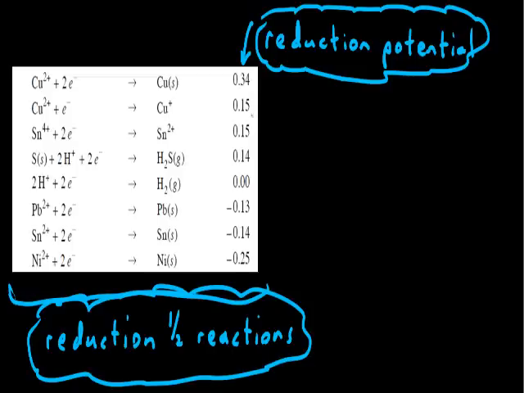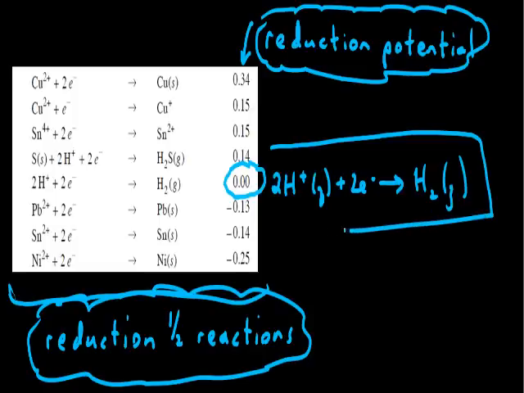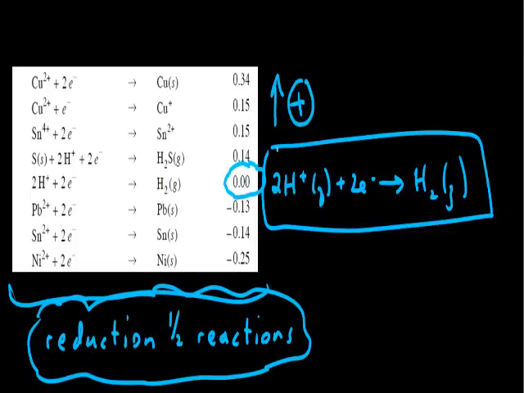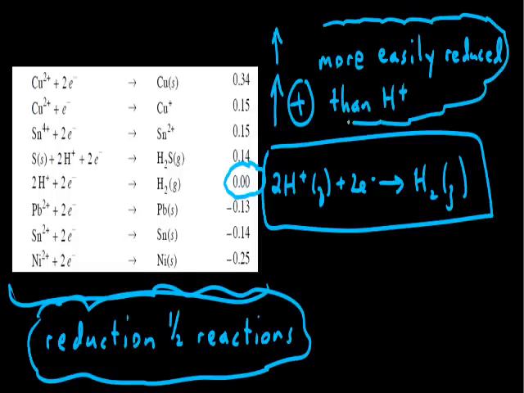Another item of note on this chart is that if we look right here, we have one half reaction with a value of 0 for its potential. This is specifically for the half reaction for the reduction of hydrogen ions into elemental hydrogen gas. This has a reduction potential of 0. Half reactions that appear above the 0 point on the reduction half reaction chart are reactions that are more easily reduced than H+.